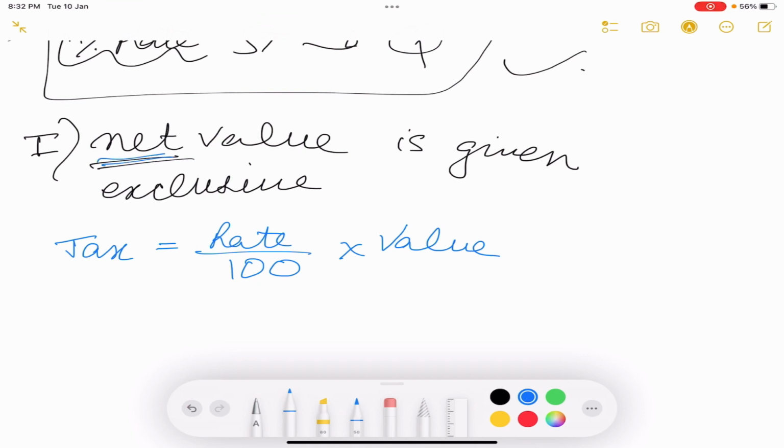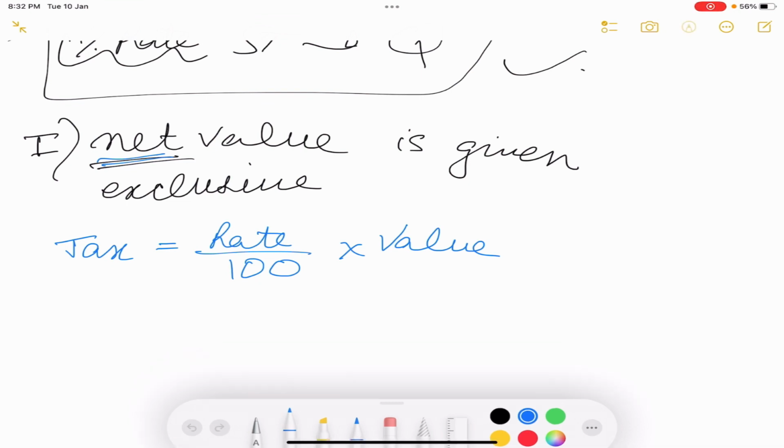So when net value is given, what is net value? Net value is a simple value. It has no taxes included. It excludes tax. It's a plain value. Since it is plain, we will use a plain 100. This is how you can remember it, right?